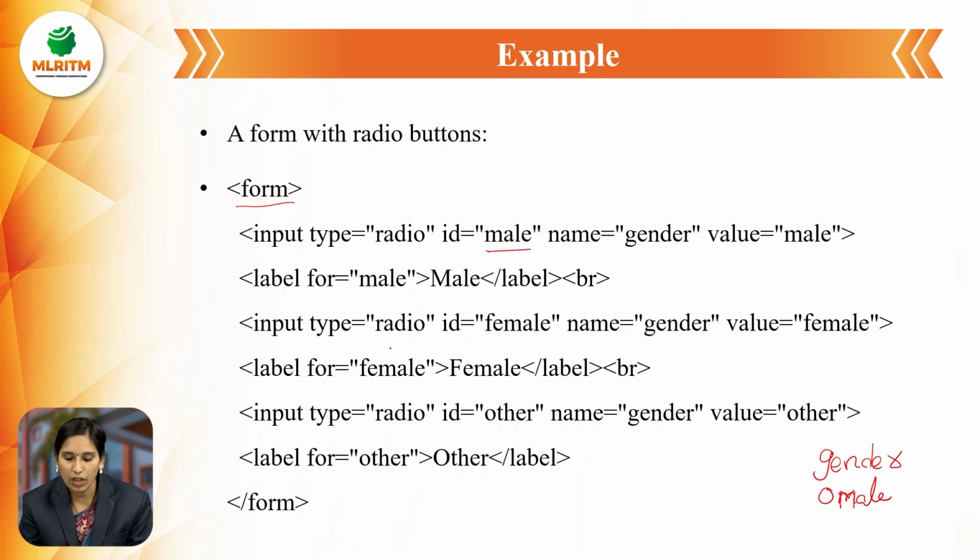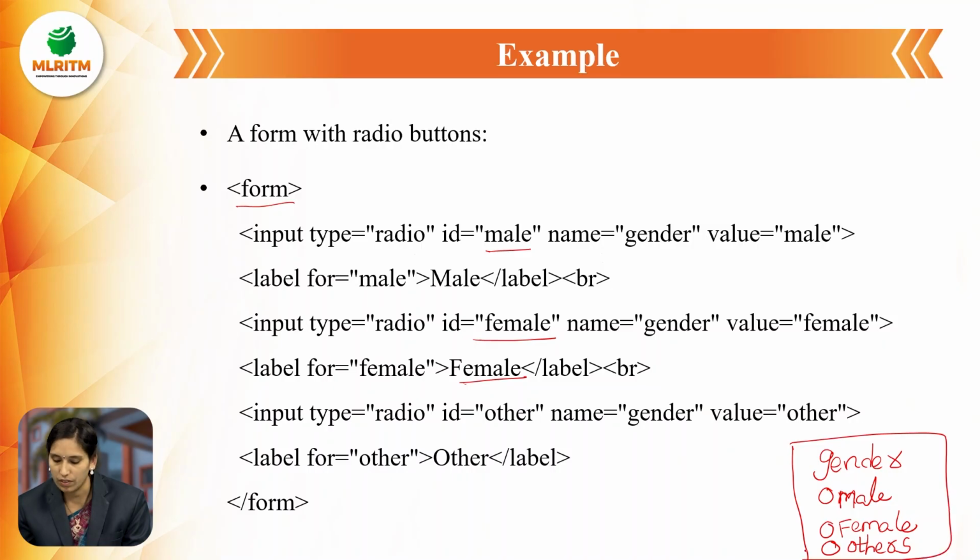Then next one, we are using female. Input type equals radio, ID equals female, and name is gender, the same gender name, and the value is female for that radio button. So the label is for female. The label name we give should be visible to the user, female. Next, the others we take in the same way. This is the output of this example.